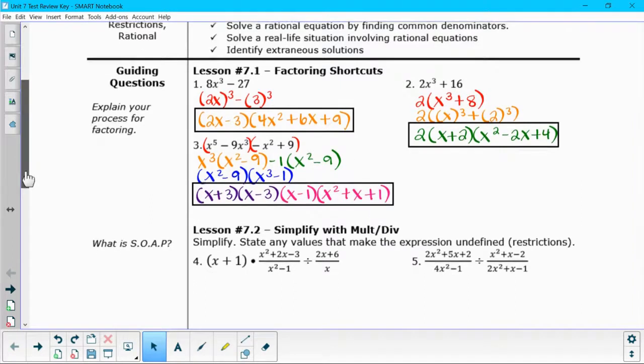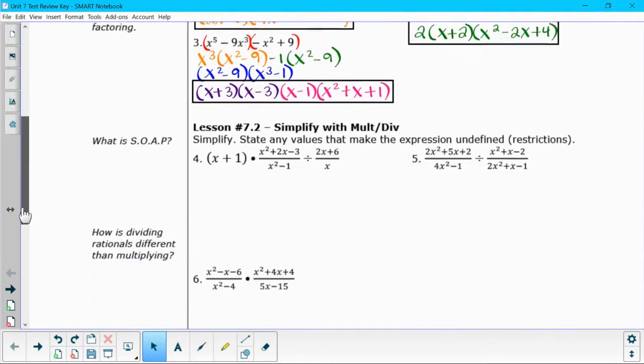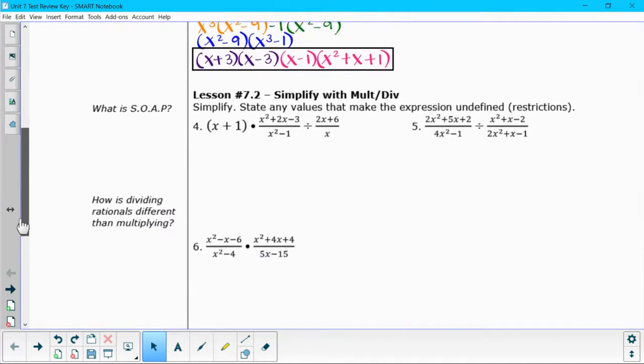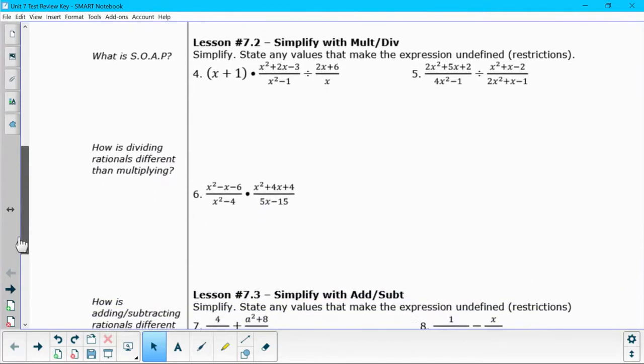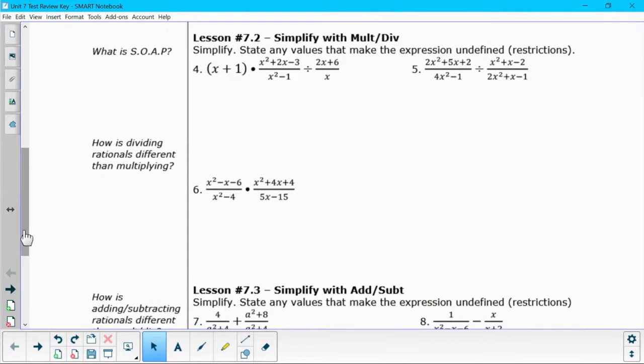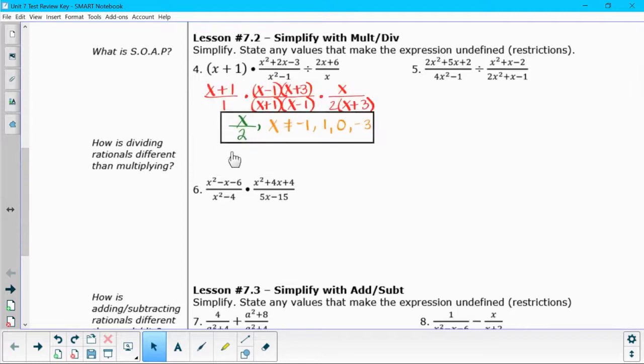Then we moved on to simplification with multiplication and division. So the nice thing about multiplication and division was that you did not have to find a common denominator. All you had to do was cancel out factors where you had the same factor in the top and the bottom. So let's look at number 4. So I went ahead and factored everything.